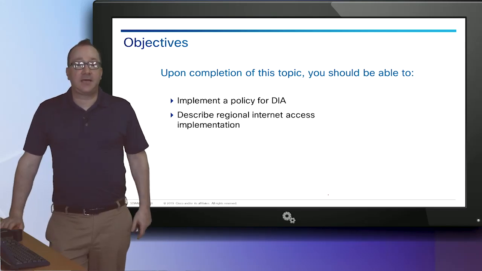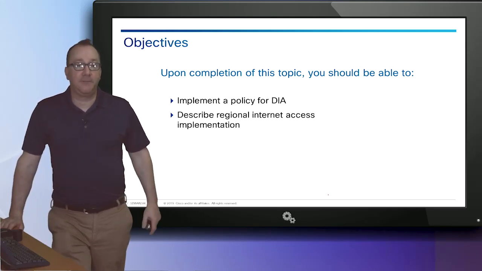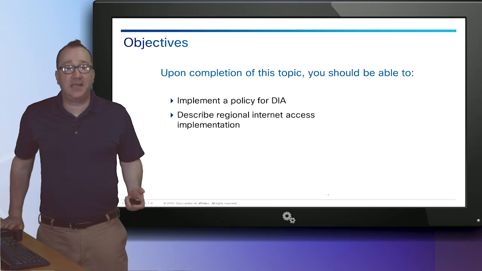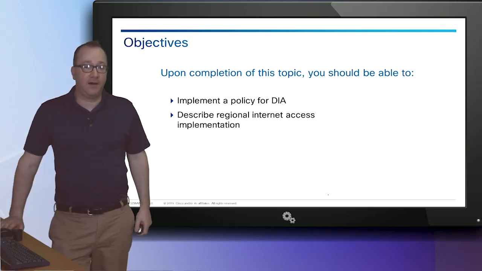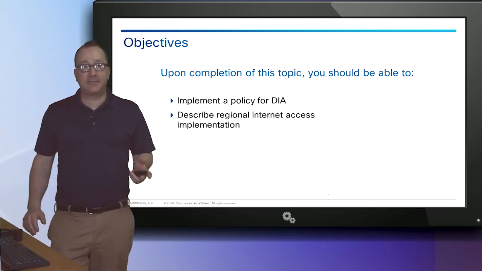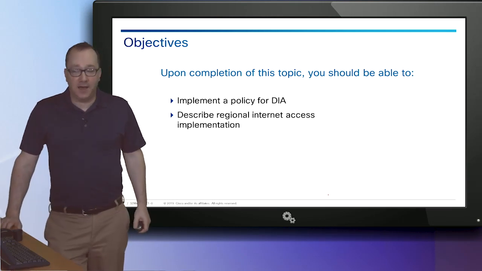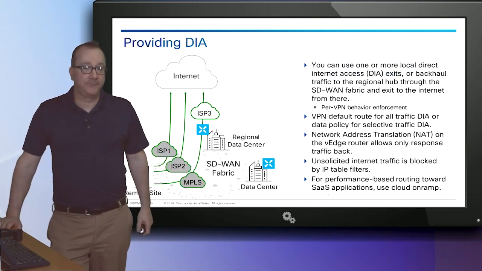On the completion of this topic, you should be able to implement a policy for DIA, that's dedicated Internet access, if you haven't seen that acronym before. And we're going to describe how to set up Internet access regionally, depending on your site layout.